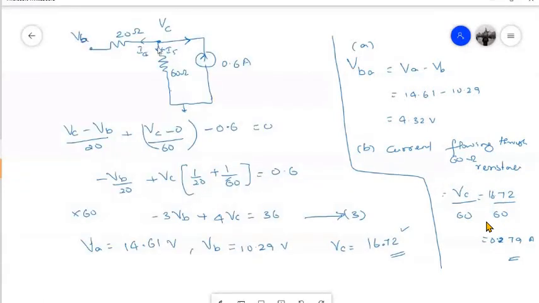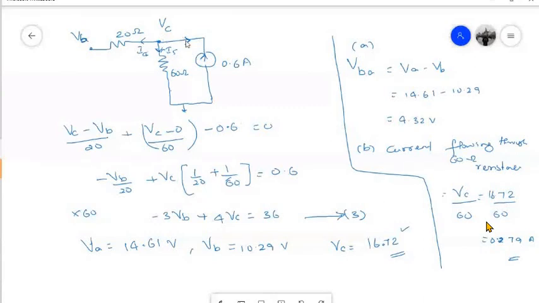Now what I have taken, I have again assumed that there are three currents flowing away from this node, because I am assuming that VC is at a higher potential. Fine. Now when I was analyzing node B, I would have written VB minus VC divided by 20. When I analyze node C, I would write VC minus VB divided by 20, because I am treating VC at a higher potential now.